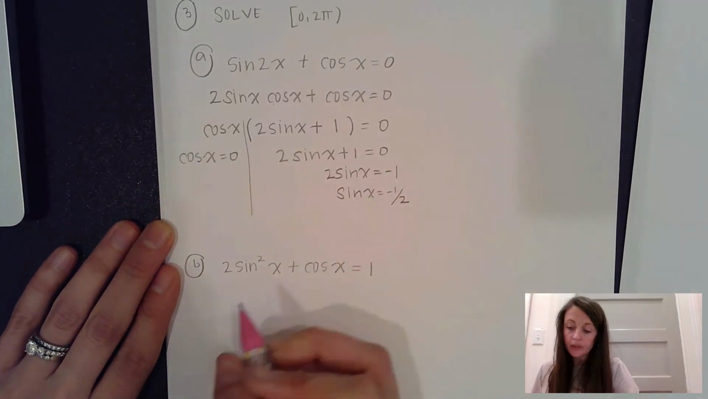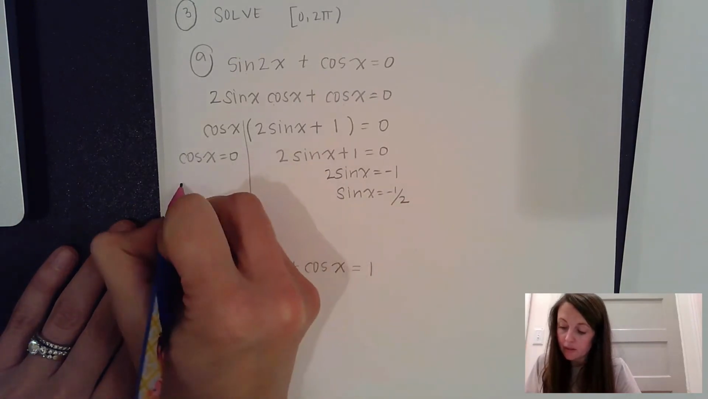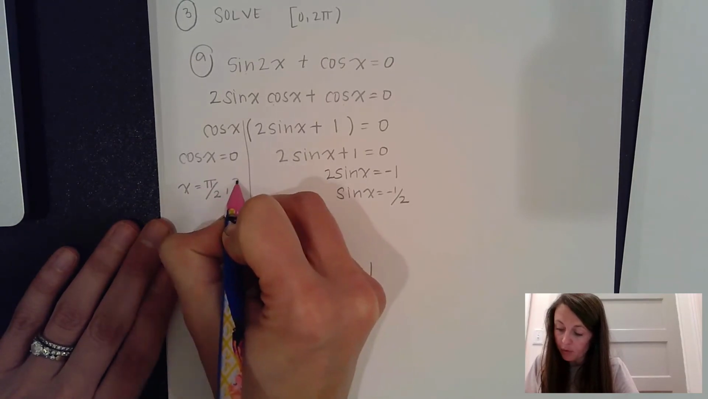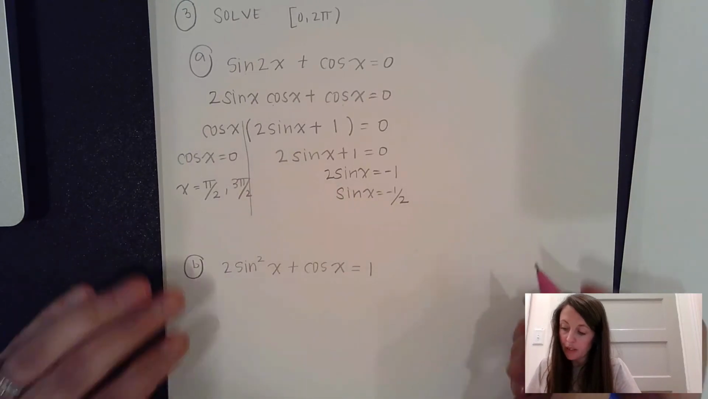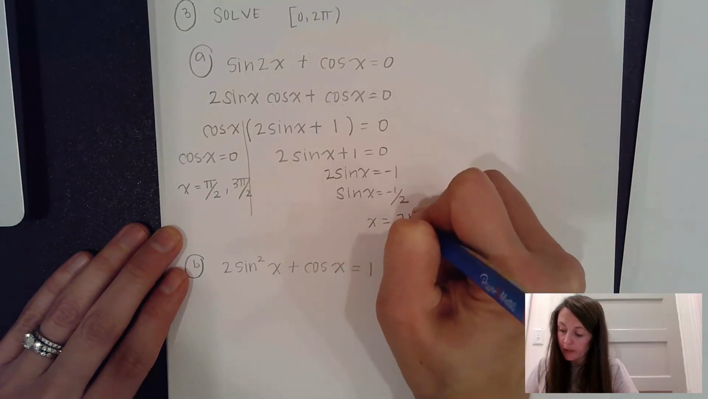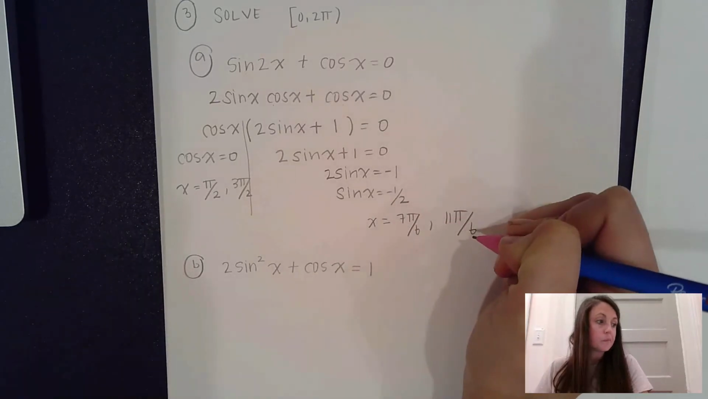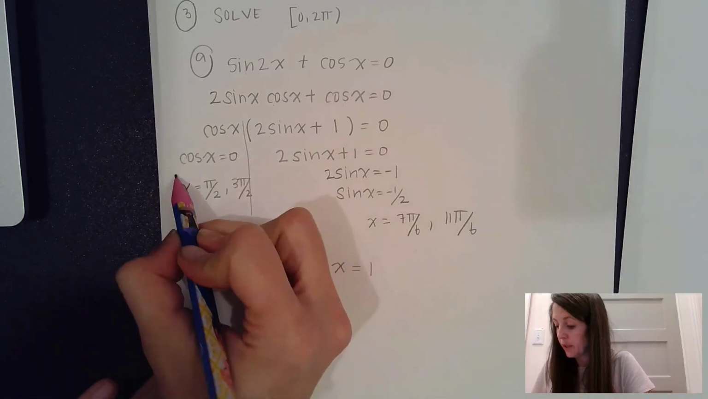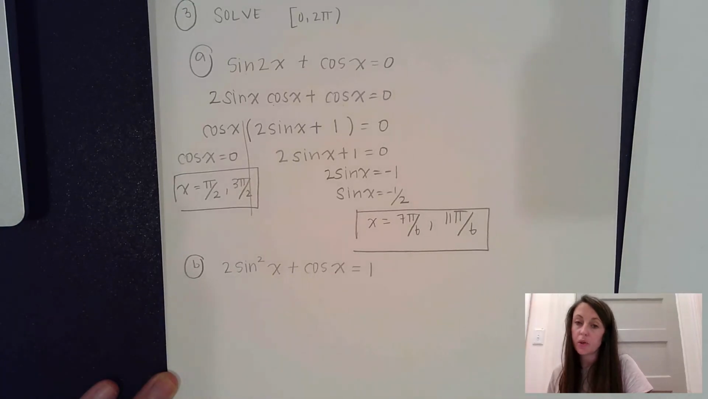Okay, so where is cosine of x going to be equal to 0? So that will be what? Pi over 2 and 3 pi over 2. And then where sine of x is going to be equal to negative 1/2, so it's going to be 7 pi over 6 and 11 pi over 6. Check your answers, but all of those are going to work. So these are your 4 answers there.